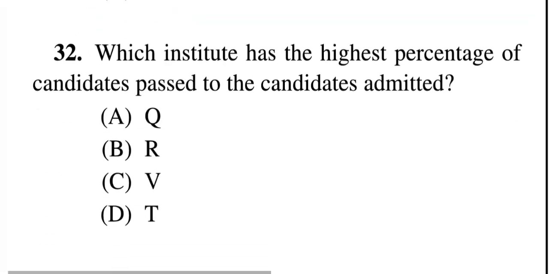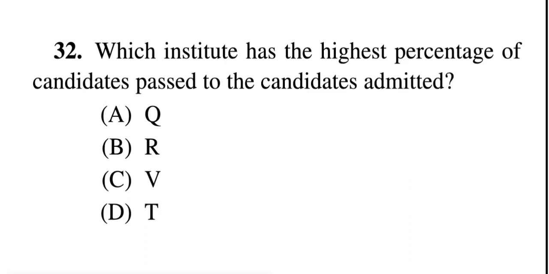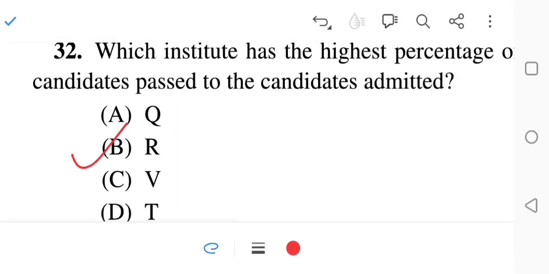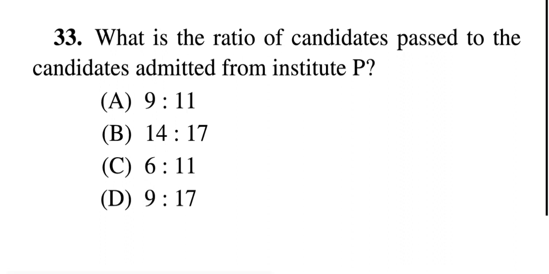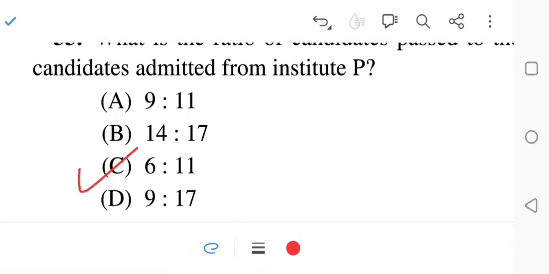31. Let's go to 32. It says which institute has the highest percentage of candidates passed to the candidates admitted? Correct answer will be B, that is R. 33. It says what is the ratio of candidates passed to the candidates admitted from institute P? Correct answer will be C, that is 6:11.